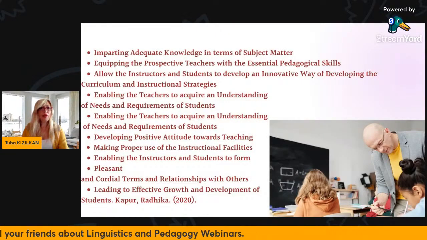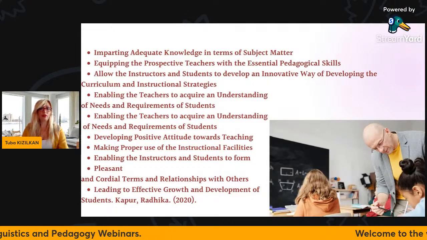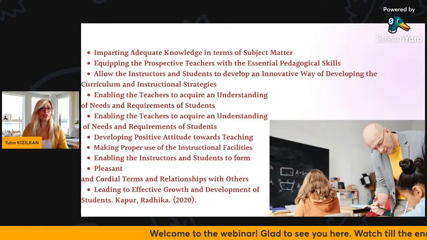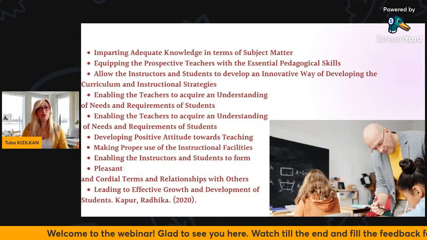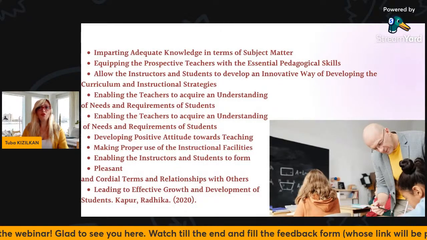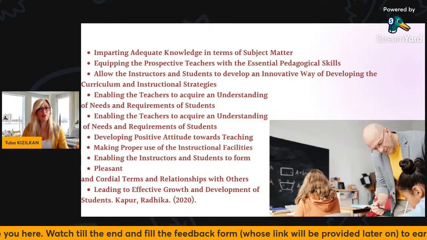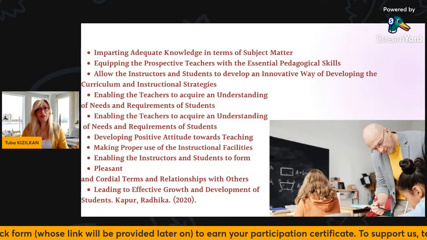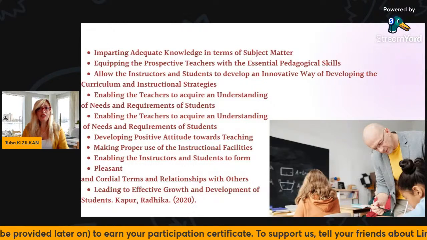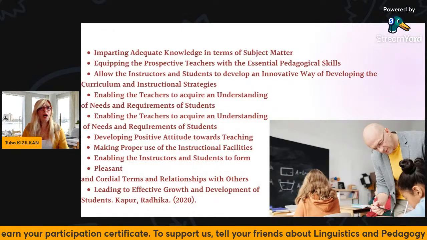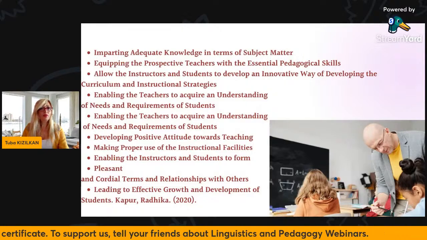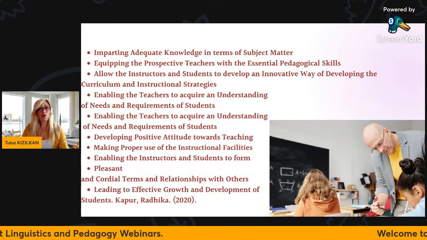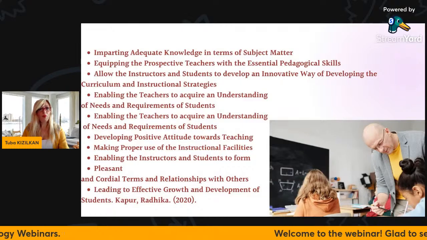And the other aims are imparting adequate knowledge in terms of the subject matter being taught, and also equipping the prospective teachers with the essential pedagogical skills. It also allows the instructors and students to develop innovative ways of developing the curriculum and instructional strategies. So when a teacher is involved in pedagogy and has pedagogical skills, she or he can contribute to the curriculum, and also develop strategies, methods, and techniques depending on this pedagogical information.